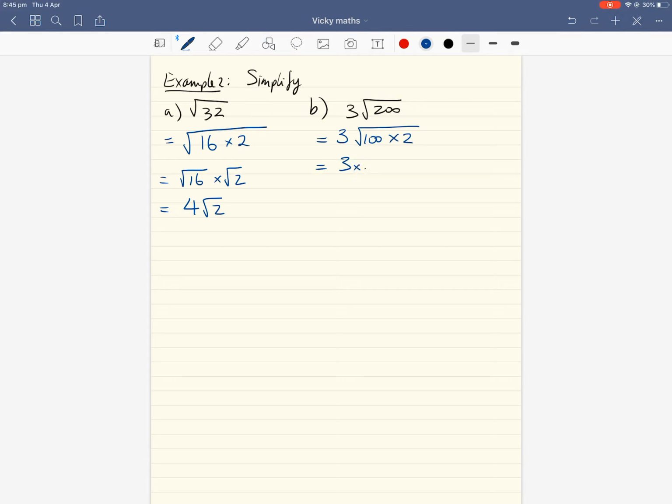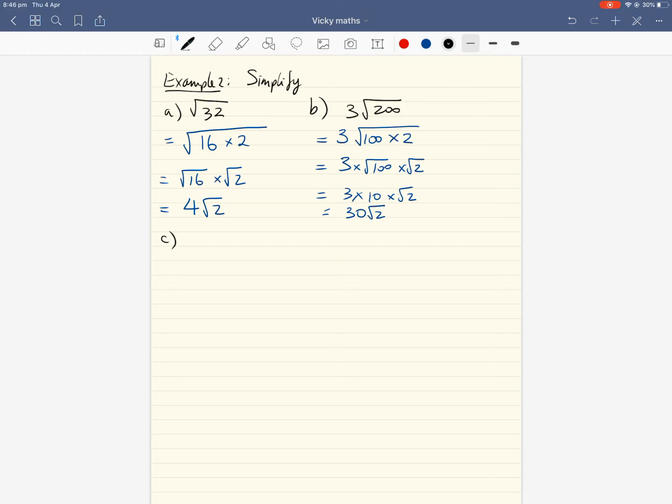So that becomes 3 lots of square root of 100, lots of square root of 2. Square root of 100 is 10. So 3 times 10 times root 2. 3 times 10 gives me 30. So it becomes 30 root 2 as my simplified surd.